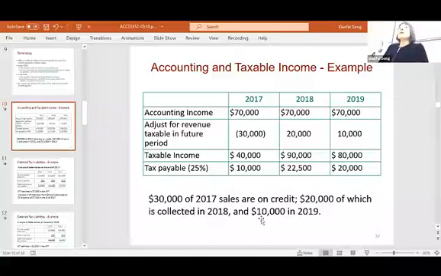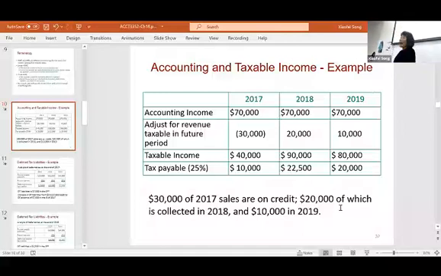The sales should be reported for accounting purposes. The sales should be taxable for tax purposes. However, for accounting purposes, 30,000 should be reported in 2017. For tax purposes, this amount will be included in 2 years, 2018 and 2019, based on the amount collected.